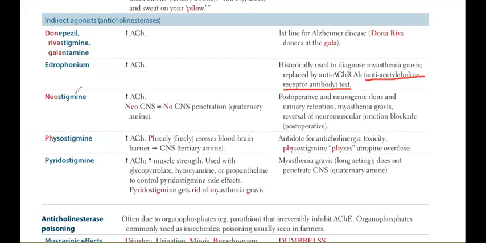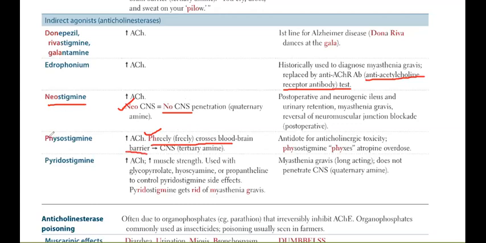So the next drug we have is neostigmine. Okay, what does neostigmine do? Now you see, they have not told you here whether they cross the blood-brain barrier or not. But if they have mentioned it in some places, that means these are important to know, because they do ask in MCQs.